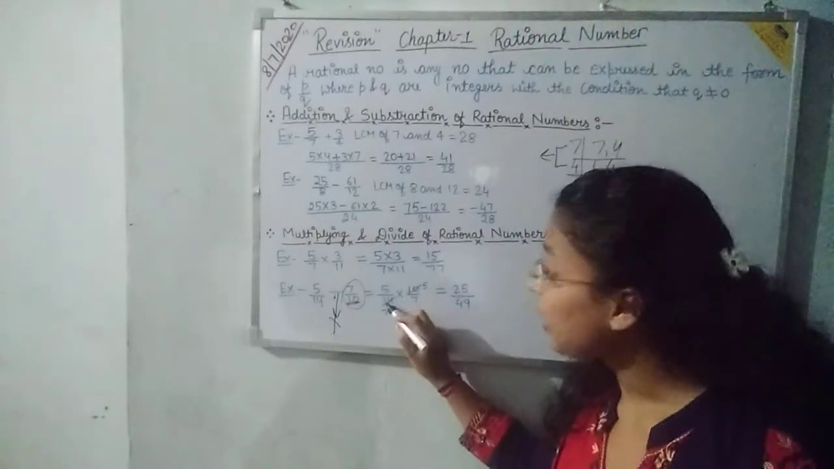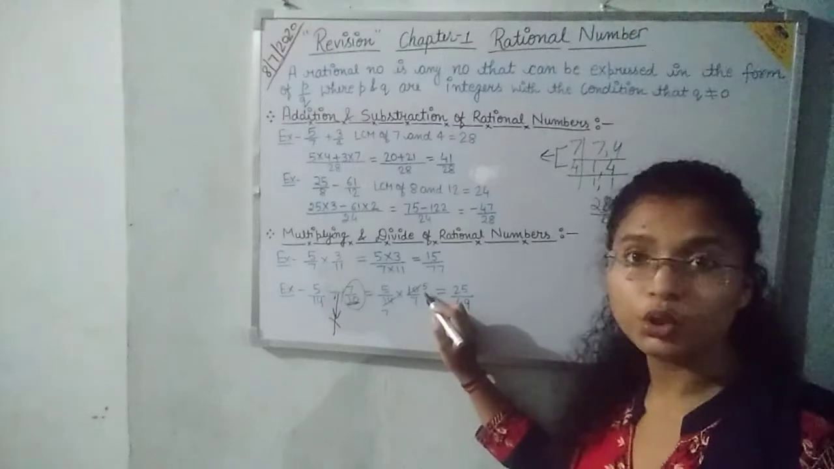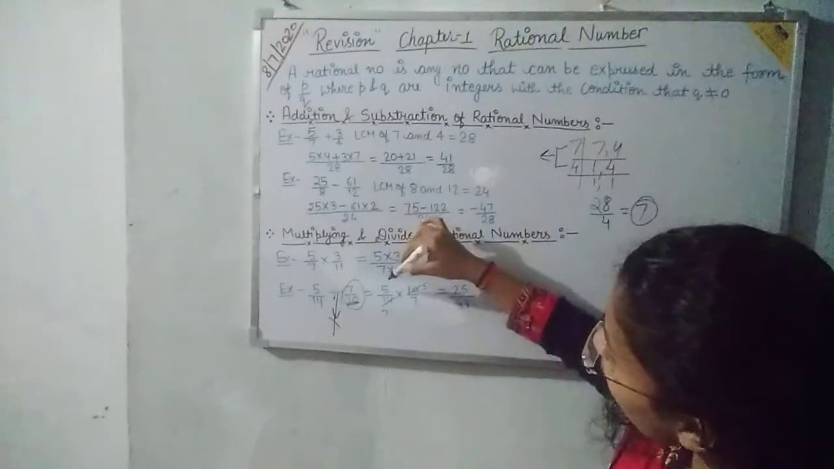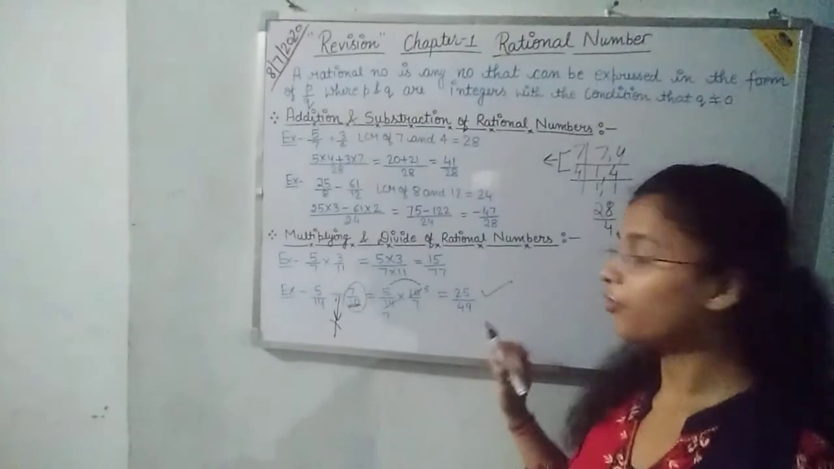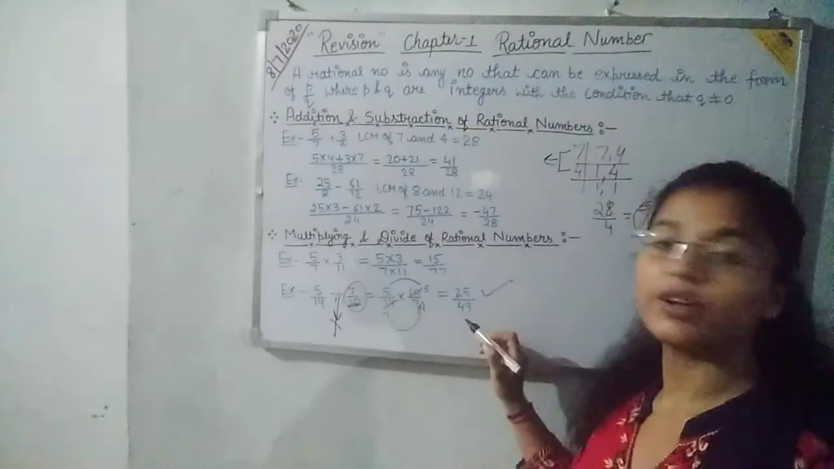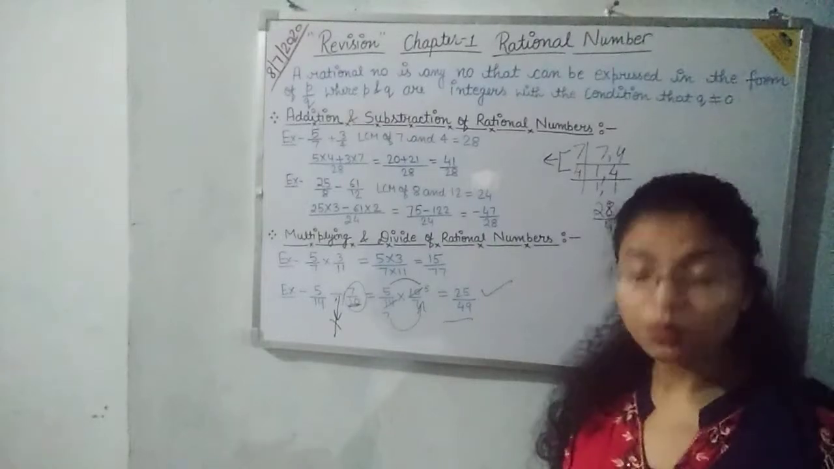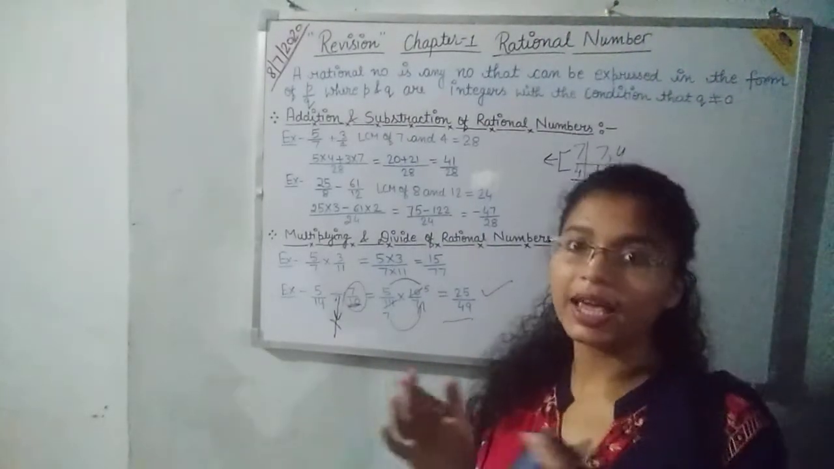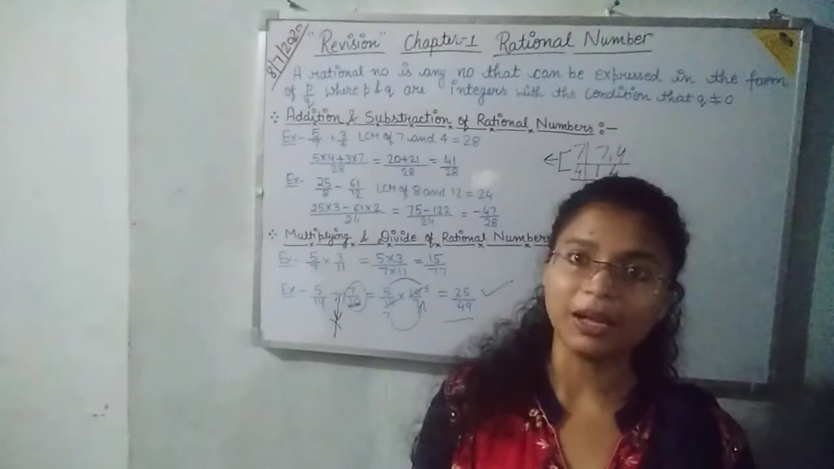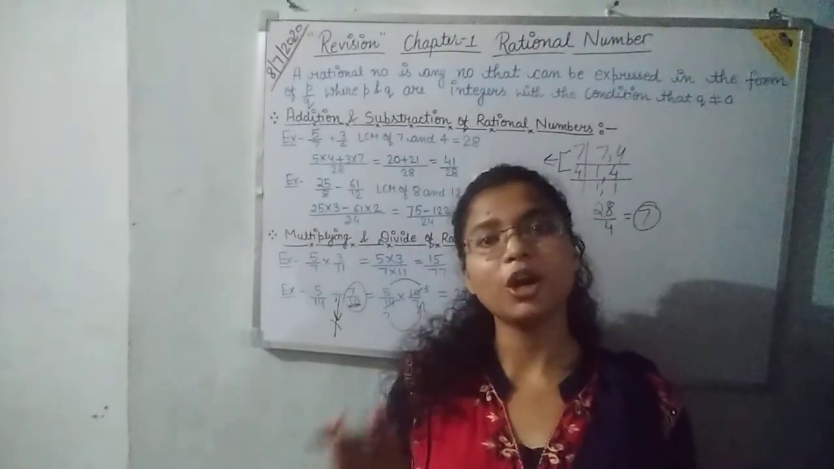When you cancel it by 2, here you will get 7, and when you cancel it by 2, you will get 5. Now multiply 5 into 5, you will get 25. Multiply 7 into 7, you will get 49. So this is your answer. This was the procedure for how to subtract, add, multiply and divide two given rational numbers. In our next video, we will discuss the properties of rational numbers.